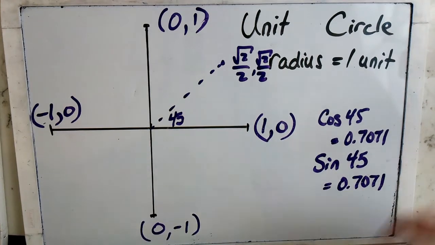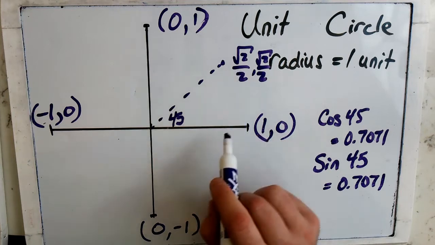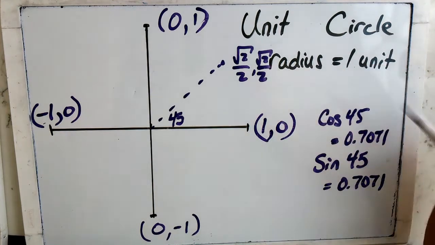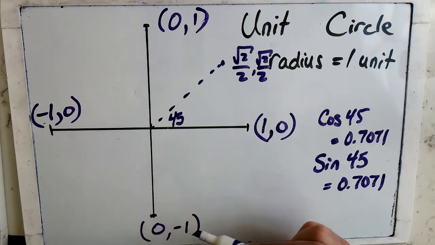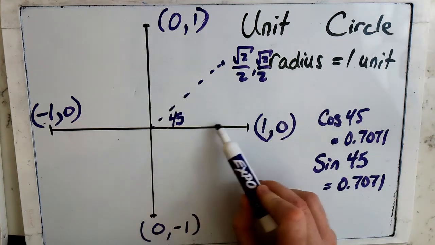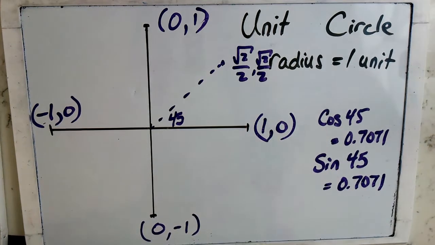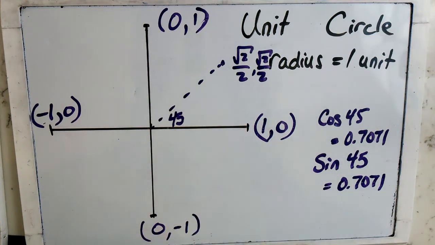Now, you might ask, where did that number come from? If you put this into your calculator, root 2 divided by 2, you will get the same number with 9 decimal places. But this is the exact value of the x and y coordinate at 45 degrees. Again, the radius is 1, the x is root 2 over 2, the y is root 2 over 2. So here's how it works and how we figured this exact value out.